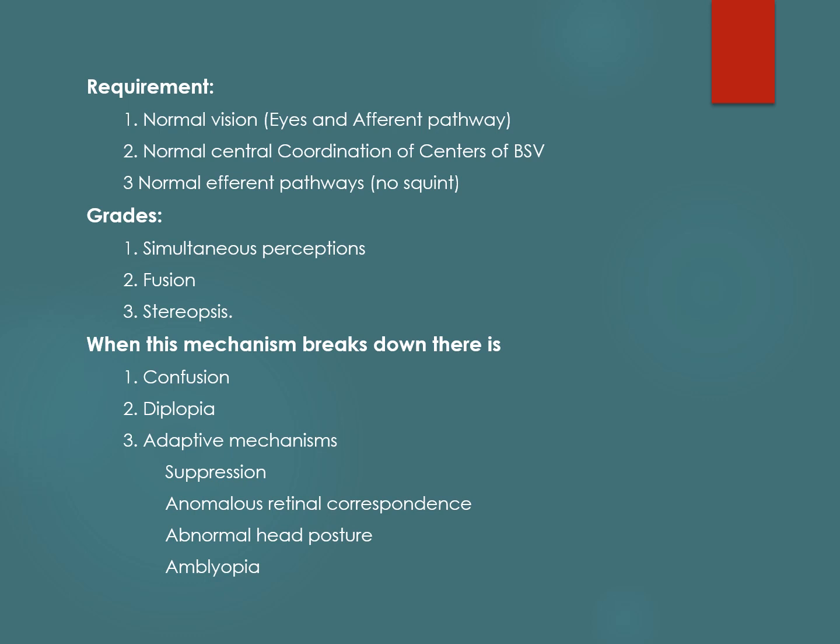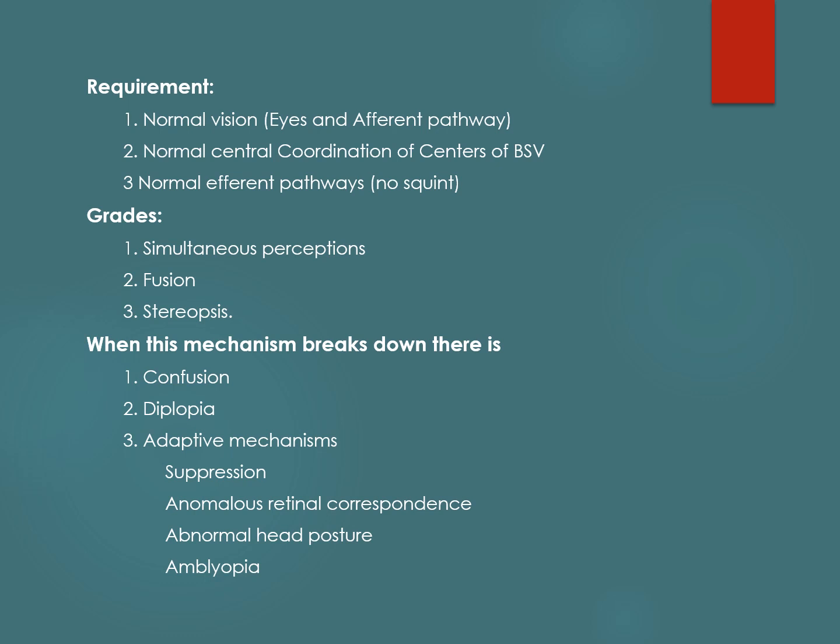What are the requirements of binocular single vision? Number one, normal vision, that is eyes and afferent pathways, normal central coordination centers in the brain, and normal efferent pathways, that keep the eyes straight so that there is no squint. Grades of binocular single vision: number one is simultaneous perception. Number two, fusion. Number three, stereopsis.